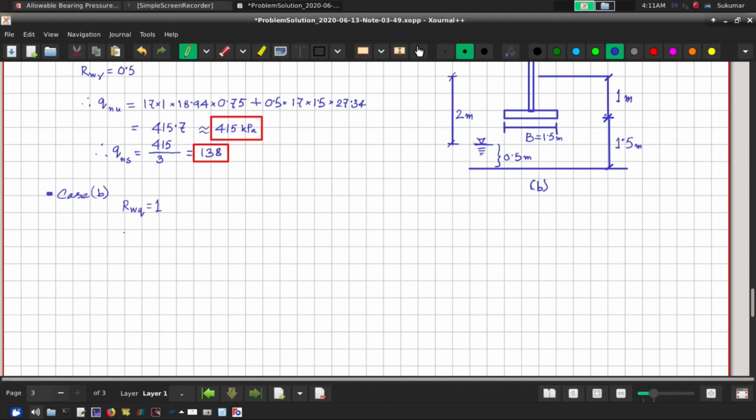Similarly, what will be my RW gamma now? RW gamma will be 0.5 into 1 plus, now depth of water table from the base of foundation, which is 2 minus 1, so it is 1 meter, by B. B is 1.5, not greater than 1, and this becomes equal to 0.833.